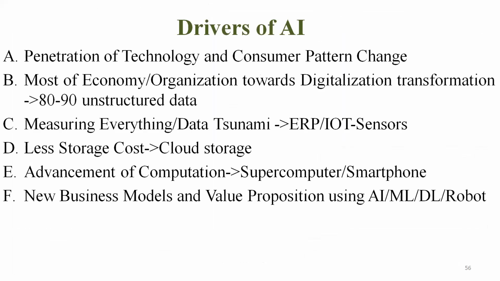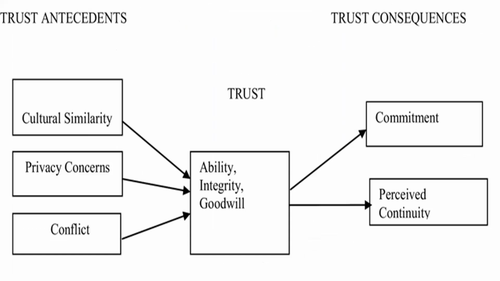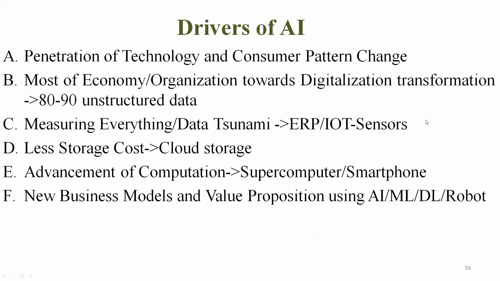So far I have told you data is the key. Without data, AI will not be there. So how does data come about? That is called antecedents and consequences. You are getting data, and after that, what is happening? The data is the key part.